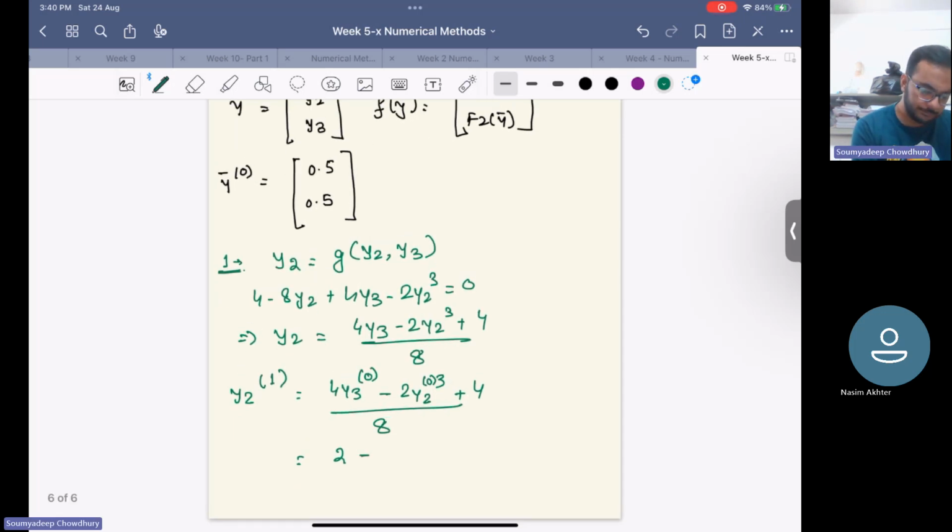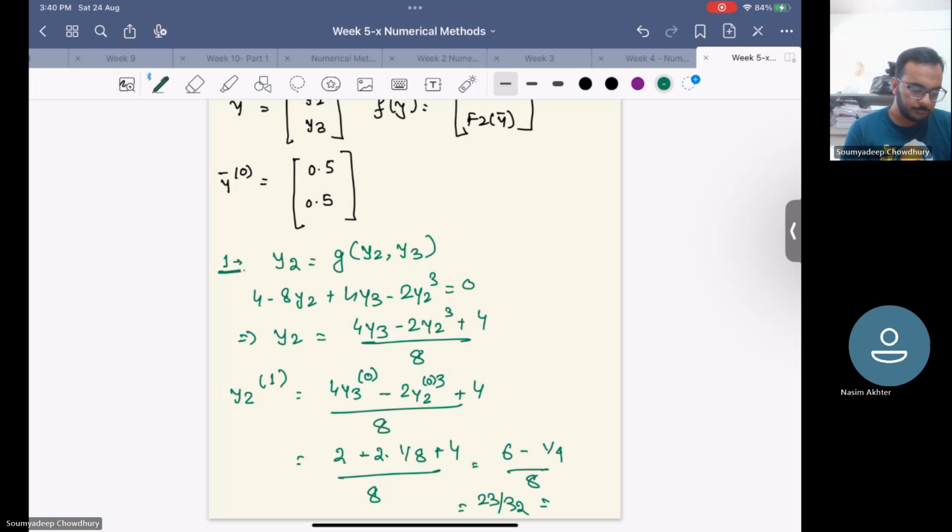2 plus 2 minus 1 by 8 plus 4 by 8. So it is basically 6 minus 1 by 4 by 8. So it is 6, 24, 23. It's 23 by 32, I think. It is around 0.71. We'll take 4 places, 0.7188.